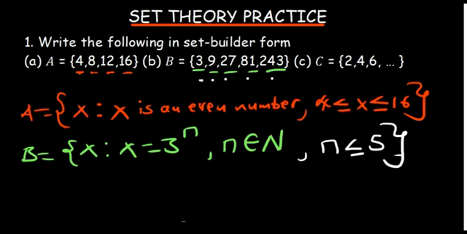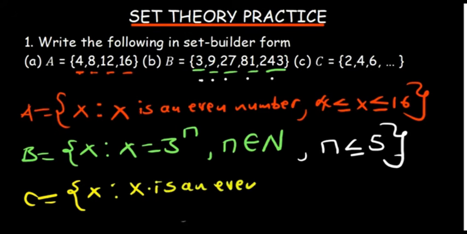Let's try to move on to the third one there, where we've been given our C. So what are we able to see at that point? So we have 2, 4, 6. In this case, we are starting from the minimum even number going up. So what can you say? We can therefore say that x is such that x is an even number.